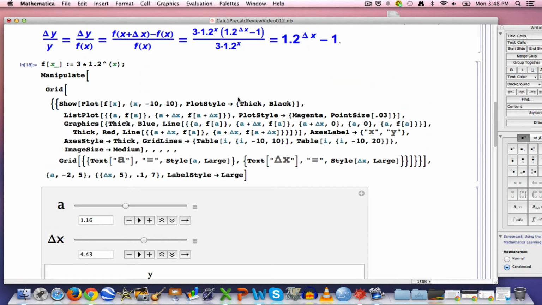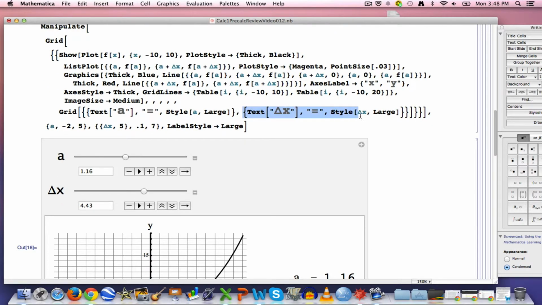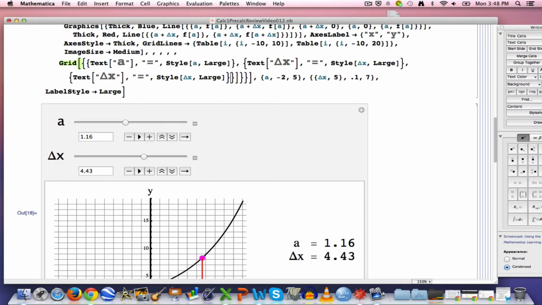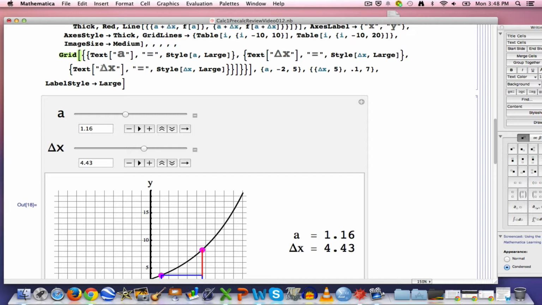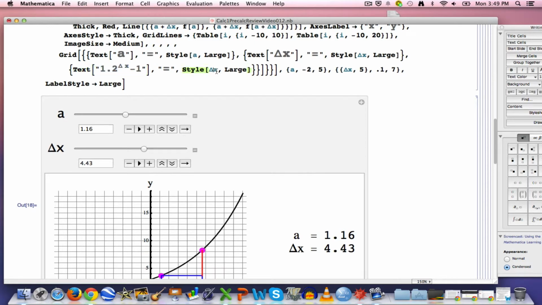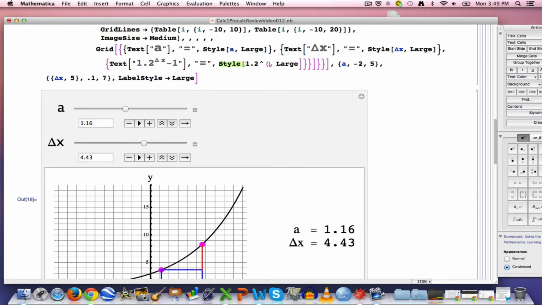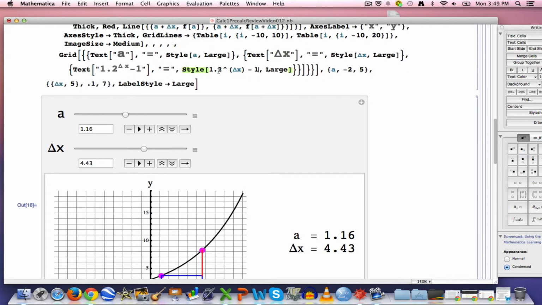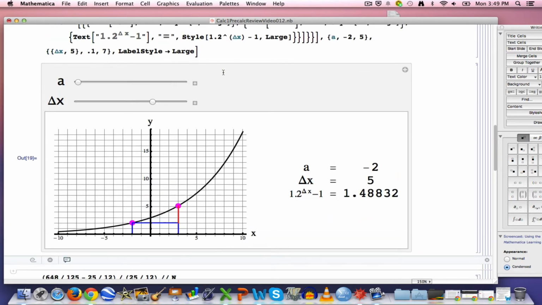And finally, the best thing to have would be the value of 1.2 to the delta x power minus 1, representing the relative change of y. Alright, so again, let's do a copy-paste. I'm essentially making a 3×3 subgrid within my overall grid. Replace this delta x with 1.2 to the delta x power, then minus 1. Make that bigger. Change this as well to give that value, 1.2 to the delta x power, then minus 1. There we go. That's pretty nice.